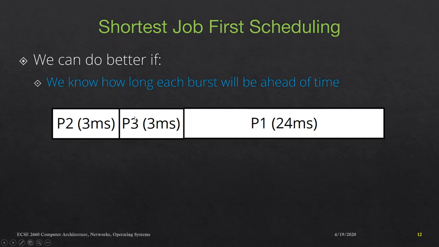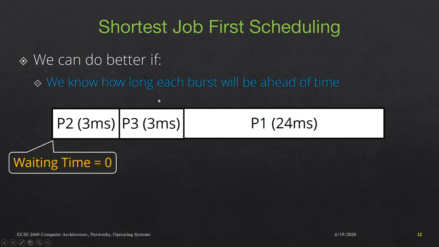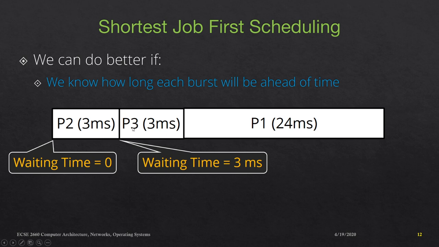So what would happen to the average wait time in this case? P2 comes in, waits for no time, gets the CPU, works for 3 milliseconds. Waiting time for P2 is 0. Didn't have to wait at all. P3 had to wait for 3 milliseconds because the processor was working on P2, so waiting time for P3 is 3 milliseconds.